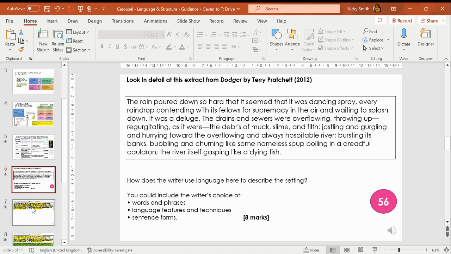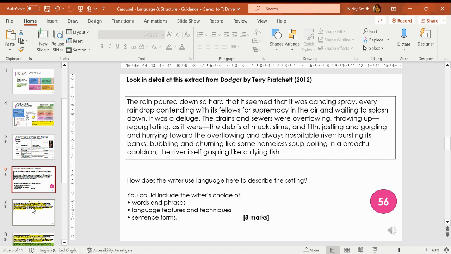Now, you've got an extract here. This is about the same length as what you will get. It's usually just 1 paragraph in paper 1 that they ask you to look at. But the first thing you should look at is the question. It will always say, how does the writer use language to do something? In this case, it's to describe the setting. Now, it's quite a broad question, because the whole paragraph is about the setting.